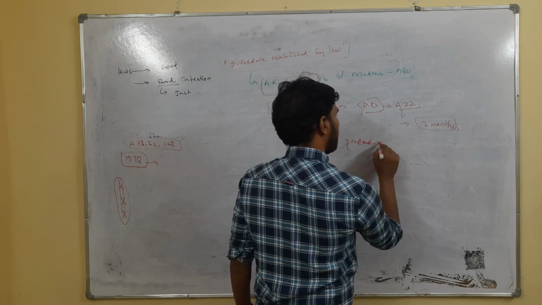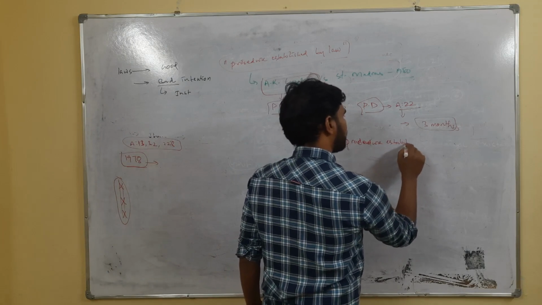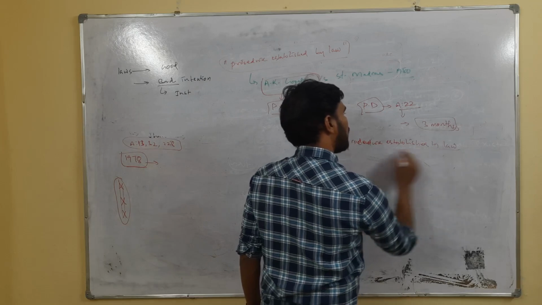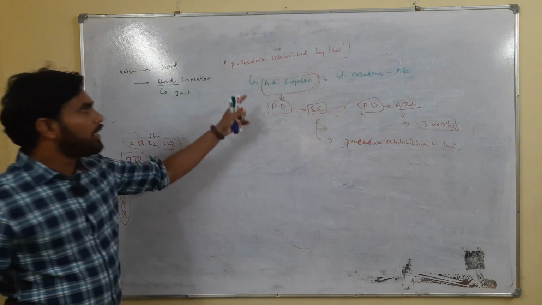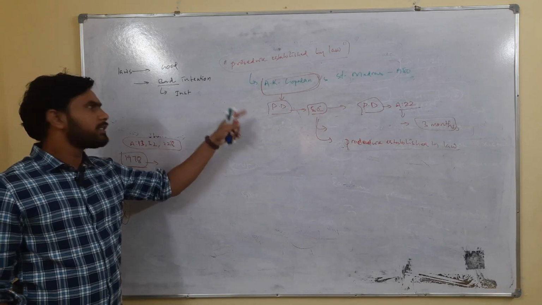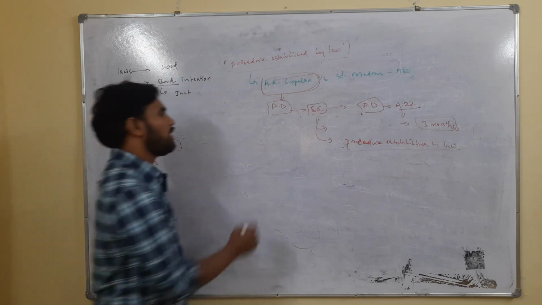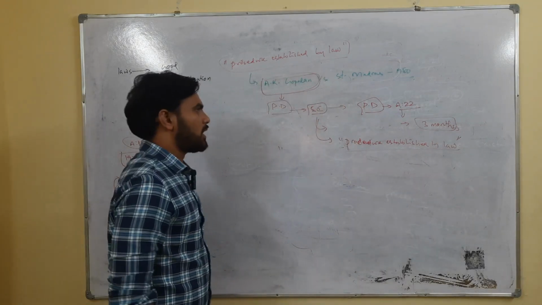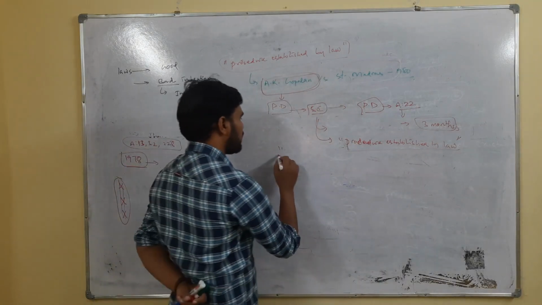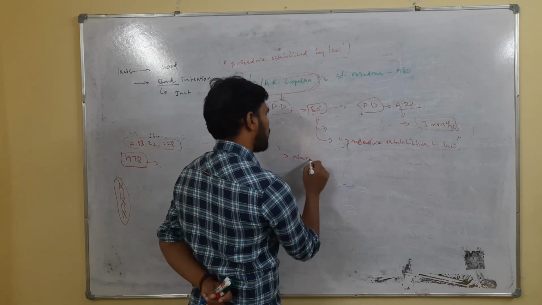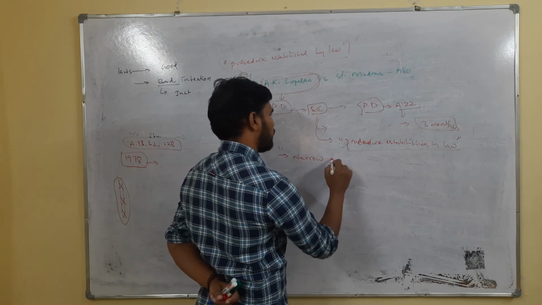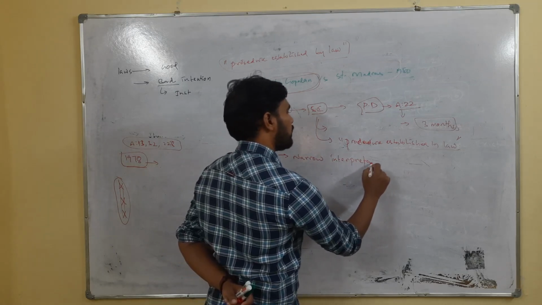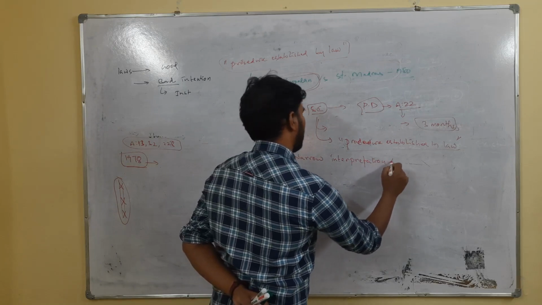Okay, procedure established by law. Then it accepted the arrest of A.K. Gopalan. In this way, the Supreme Court has followed this doctrine of procedure established by law, and we can say this is the narrow interpretation of Article 21.